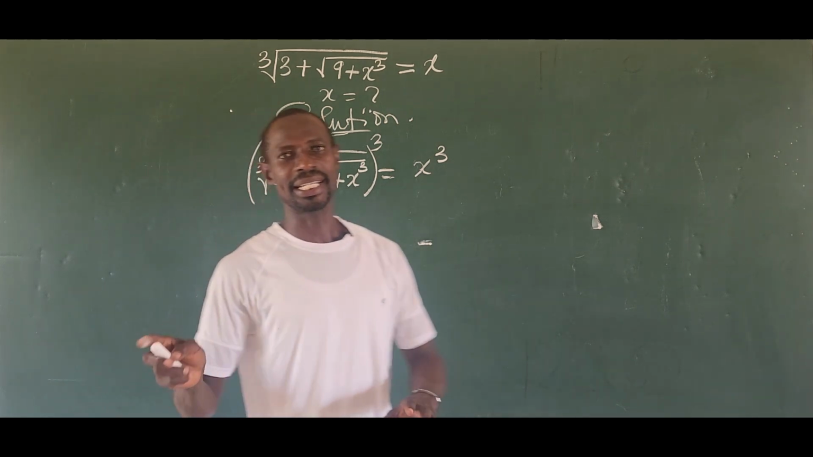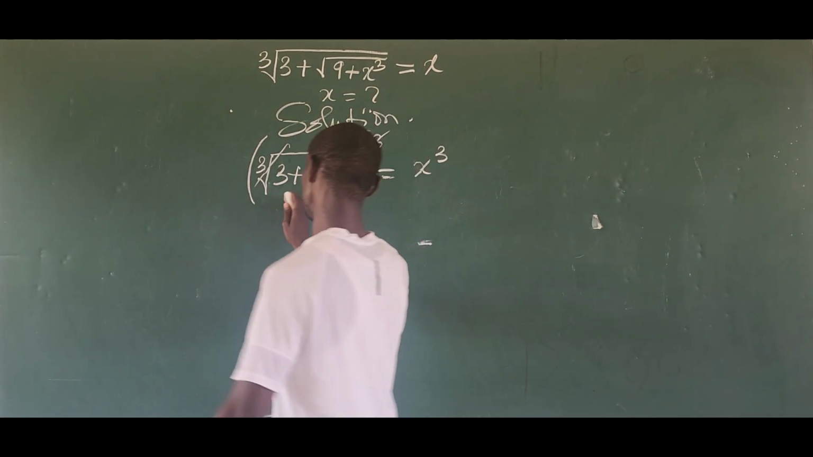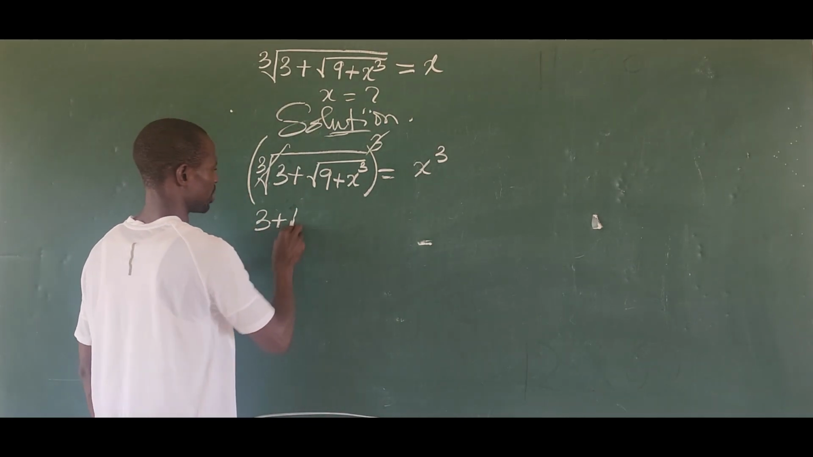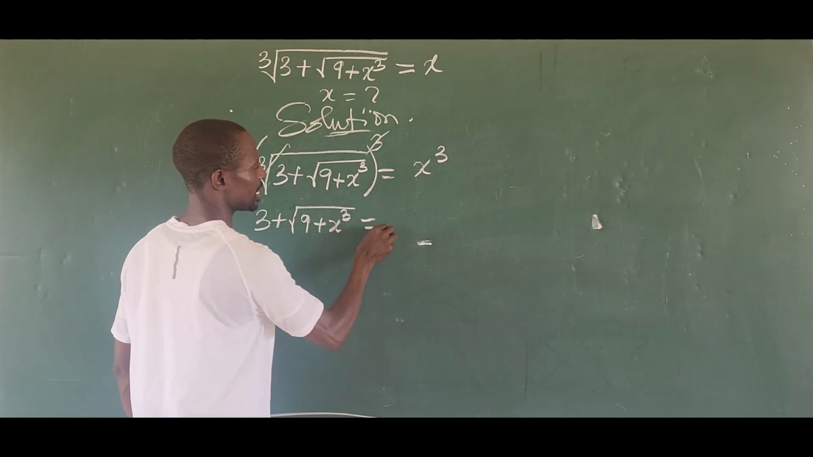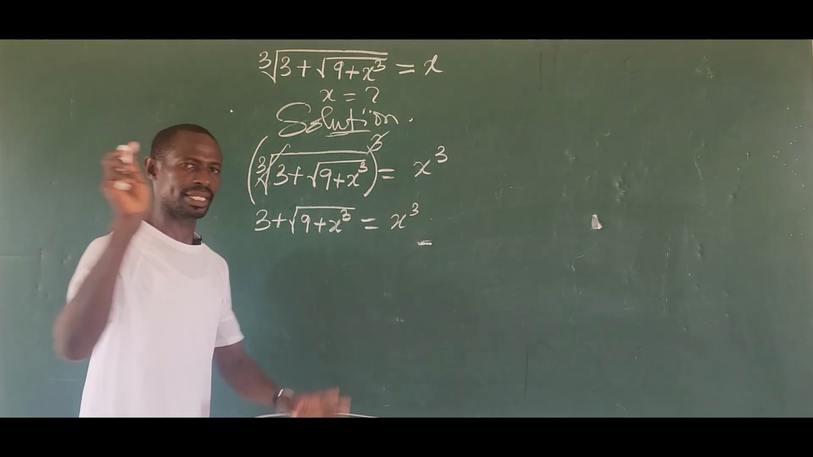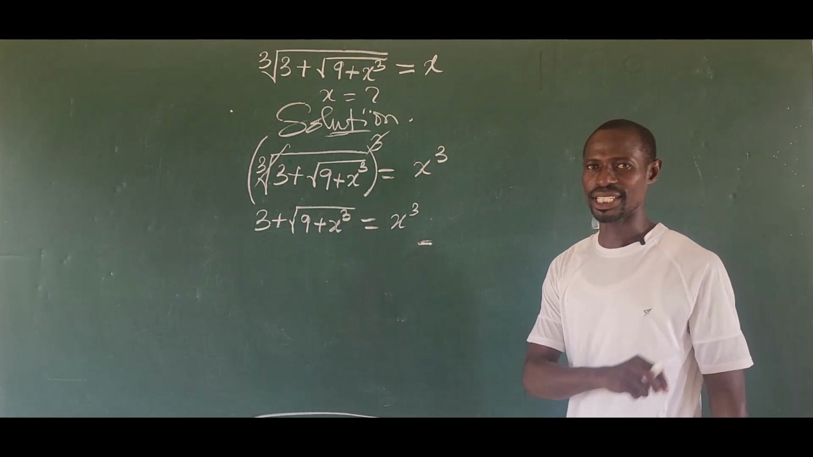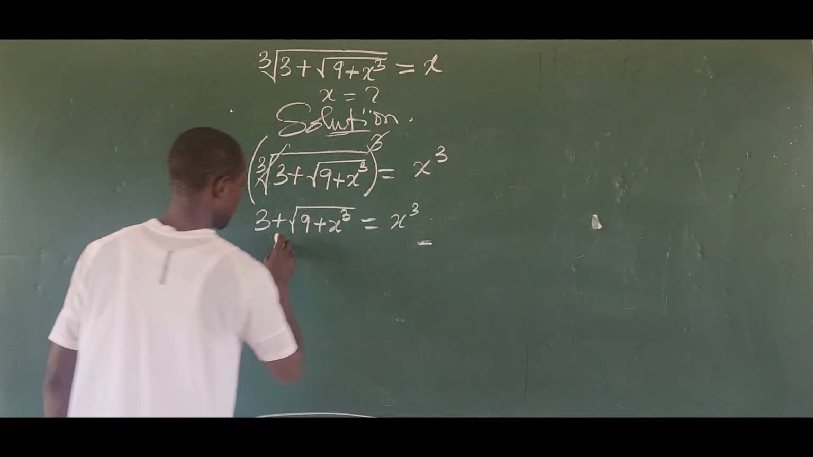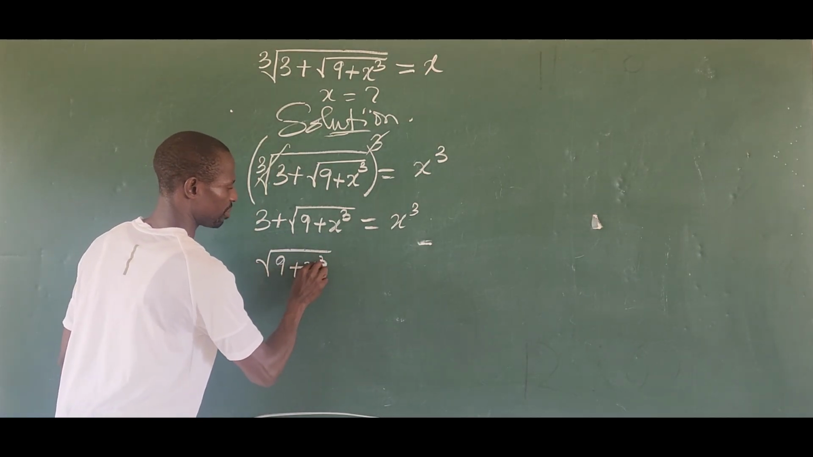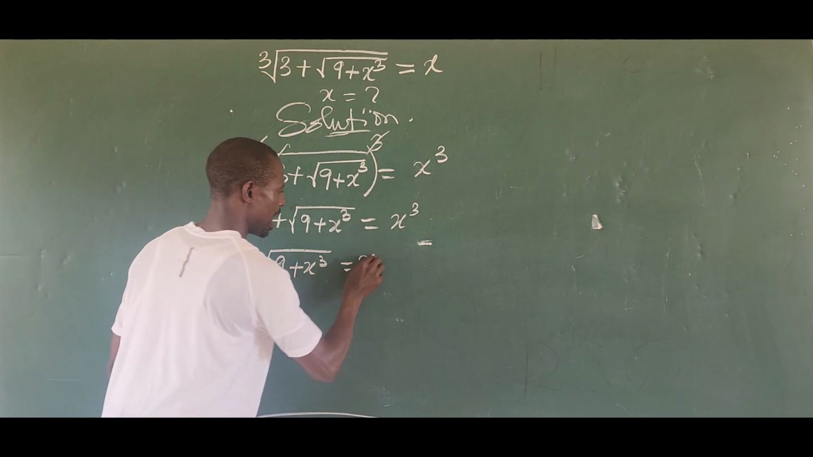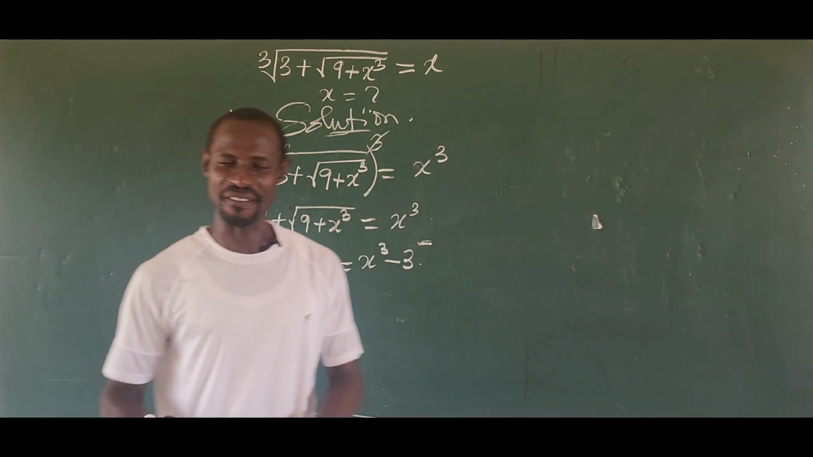What you observe now is simple: this power goes with this cube root, so it is now expressed as 3 plus the square root of 9 plus x to the power of 3 equal to x to the power of 3. Now what we do next is move this 3 to the other side of the equation. When you do that, we come up with the square root of 9 plus x to the power of 3 equal to x to the power of 3 minus 3. I believe there's no confusion.